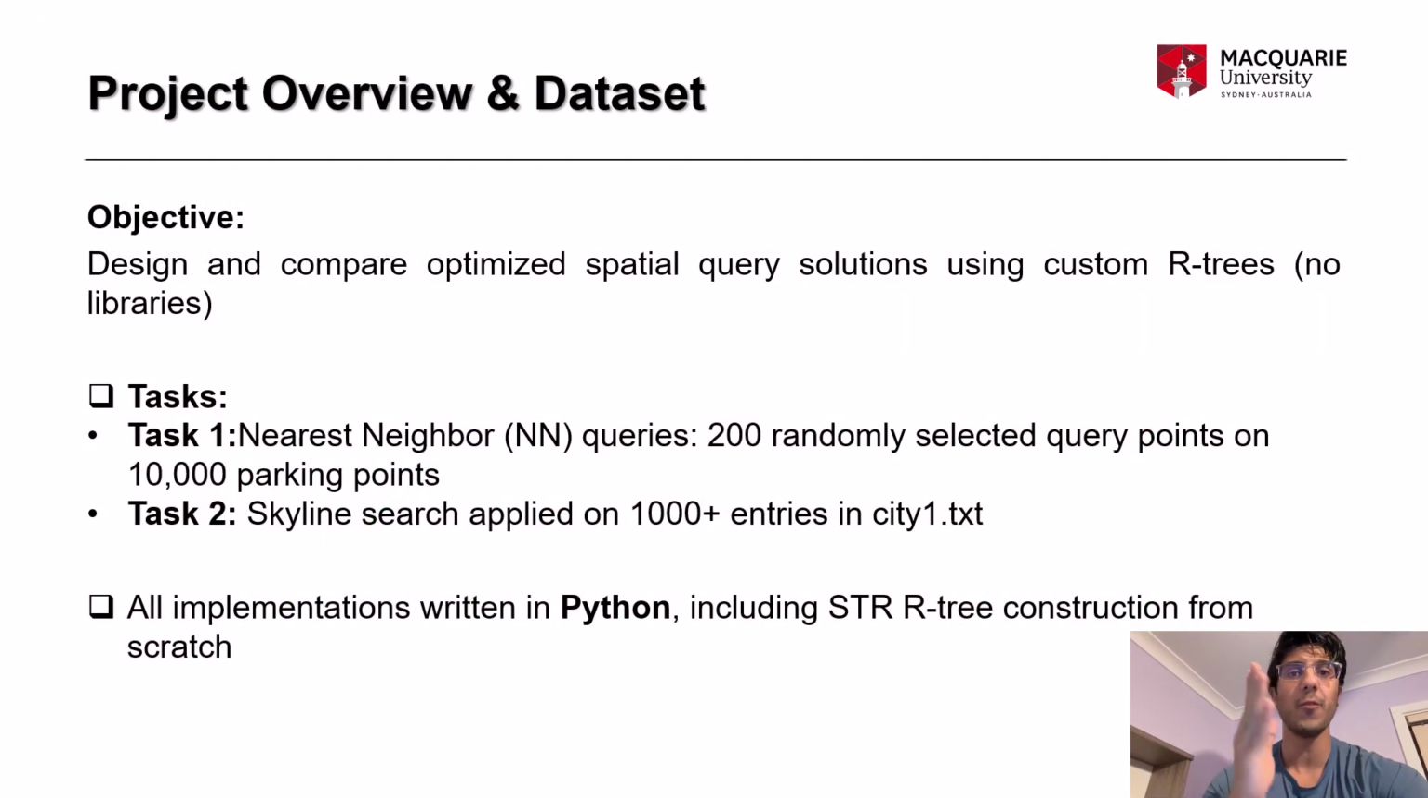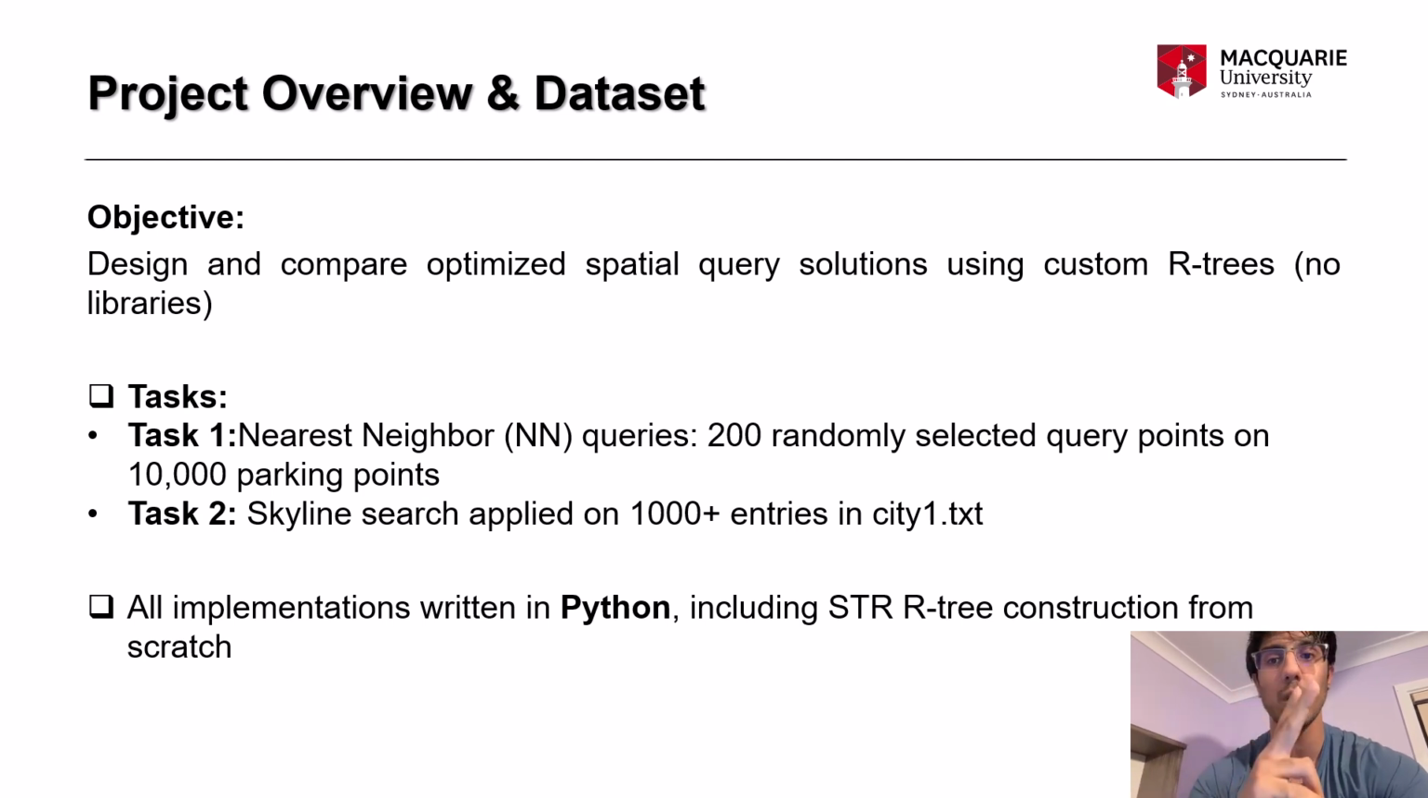This assignment was about implementing and comparing spatial query processing algorithms. We focus on two fundamental problems: nearest neighbor search, which is task 1, and skyline search, which is task 2. We use 200 randomly selected query points on a synthetic parking dataset with 10,000 points in nearest neighbor search, and in skyline search we applied it over the real world city dataset consisting of 2D points.